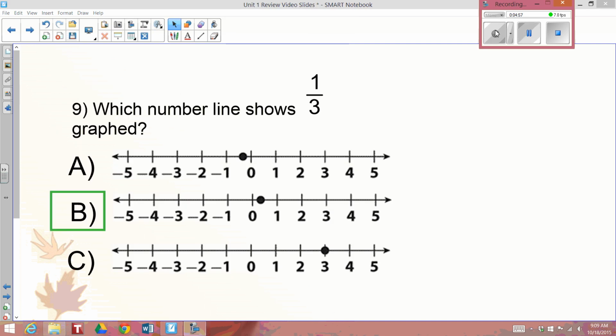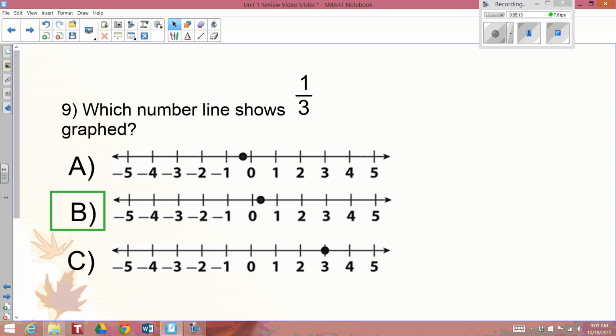Now I need to figure out where 1/3 is on a number line. Well, I know 1/3 is less than a whole. It's also a positive 1/3. So I am looking for a plotted point between 0 and 1. A can be crossed out because this is plotted as a negative. So A is out. That says negative 1/3. So I'm looking at either B or C. I look at C and I see the number 3, 3 wholes. No way. 1/3 is between 0 and 1. So the only possible answer is B.